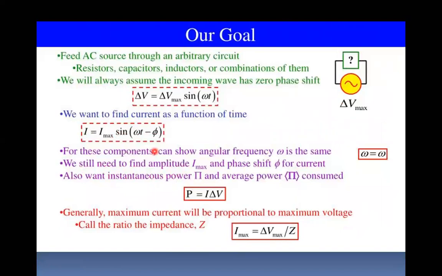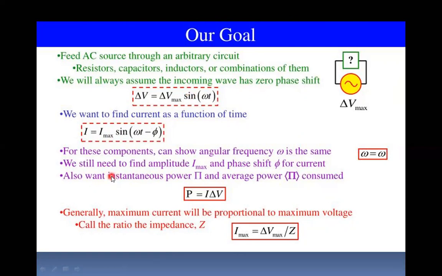So in this slide, the goal is to feed this particular AC source to an arbitrary circuit: individually the resistor, capacitor, inductor components, or a combination of any two or three components. And we will assume the voltage as V is equal to V max sine omega t, whereas the current as a function is I equal to I max sine of omega t minus phi. Here, the voltage we are taking has zero phase shift.